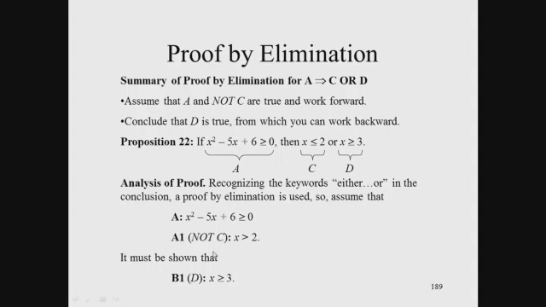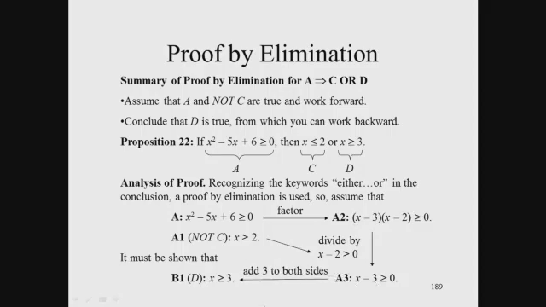Exactly. And here, this is a very simple process of working forward by algebra to get from A and A1 to B1. Let's do the algebra. From A, let's factor. From A1, we know that x is greater than 2, so what about x minus 2? It's positive, so again, we can divide both sides here by the positive number x minus 2. We're left with x minus 3 is greater than or equal to 0. And now, to get from A3 to B1, all we have to do is add 3 to both sides.